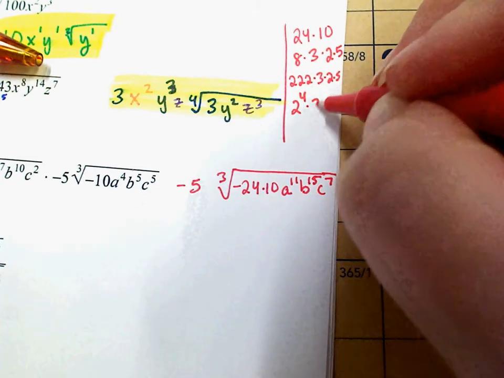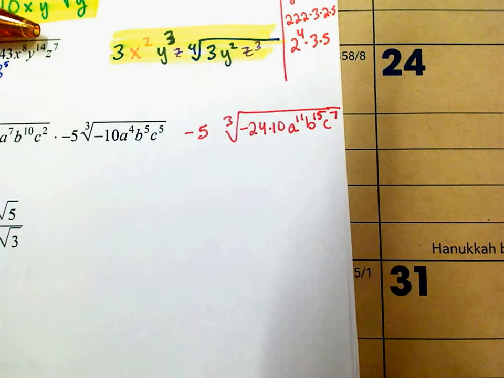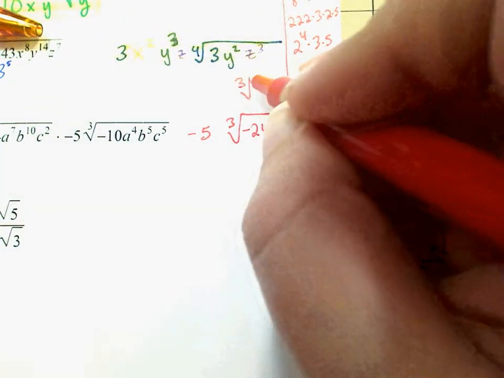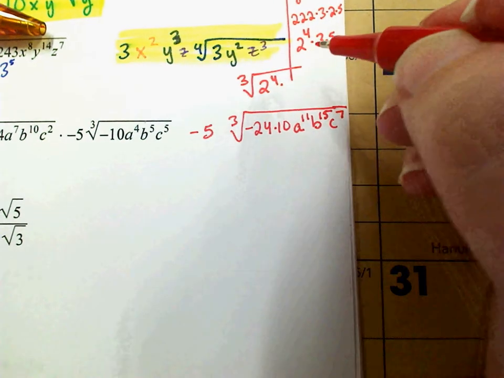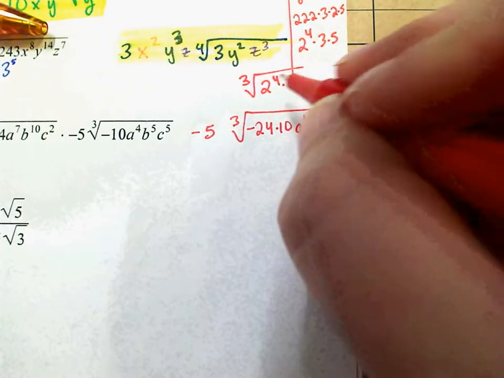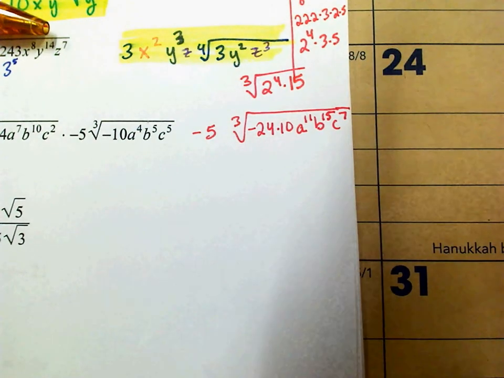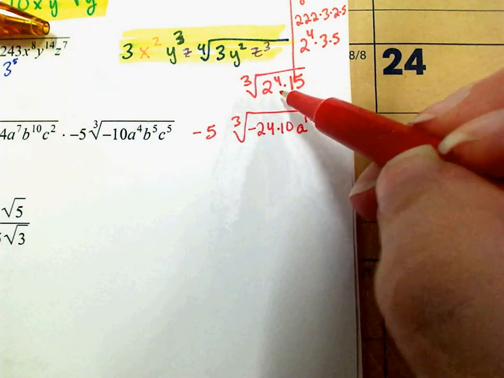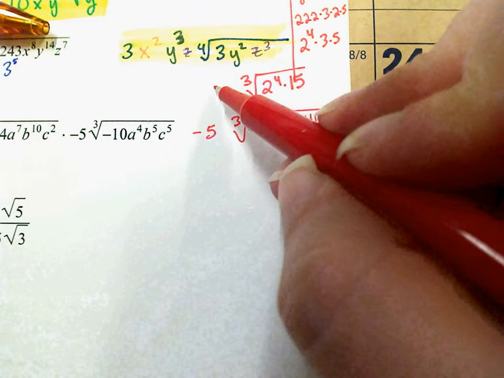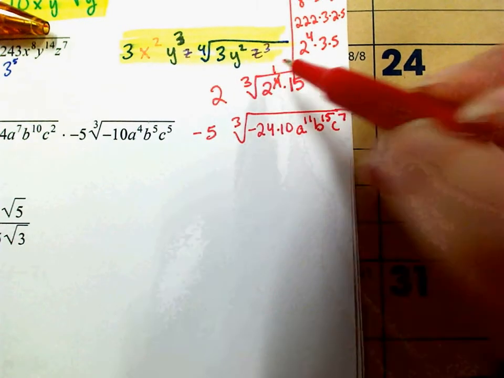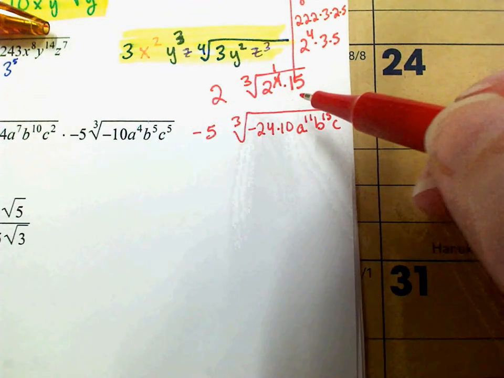So when I think about the cube root of 2 to the 4th times 3 times 5, am I going to be able to take the cube root of 3 or 5? No, they have a power of 1, so I'm just going to say 2 to the 4th times 15. What can I do? 3 goes into 4 one time, so I bring a 2 on the outside, and I'm left with only 1 on the inside, so I'm left with a 2 on the outside and a 30 on the inside, right?